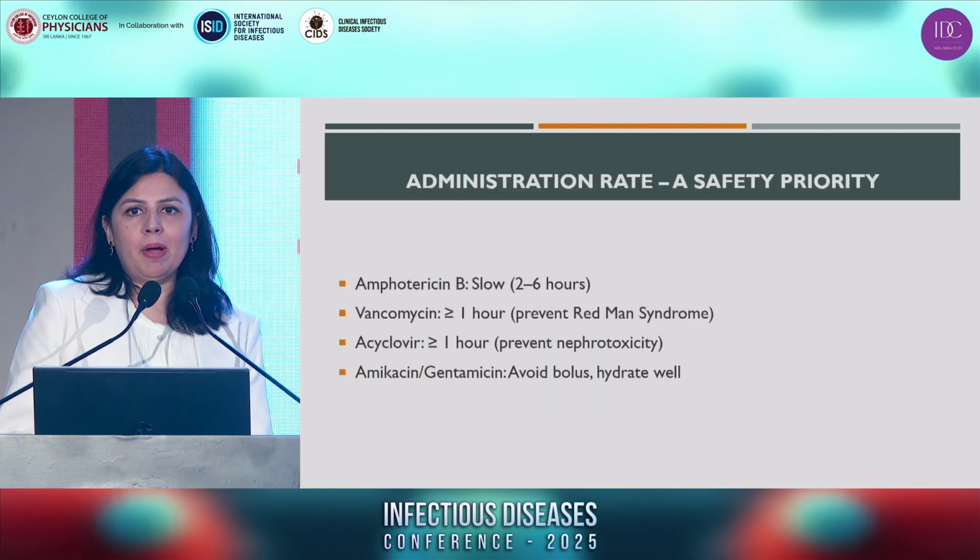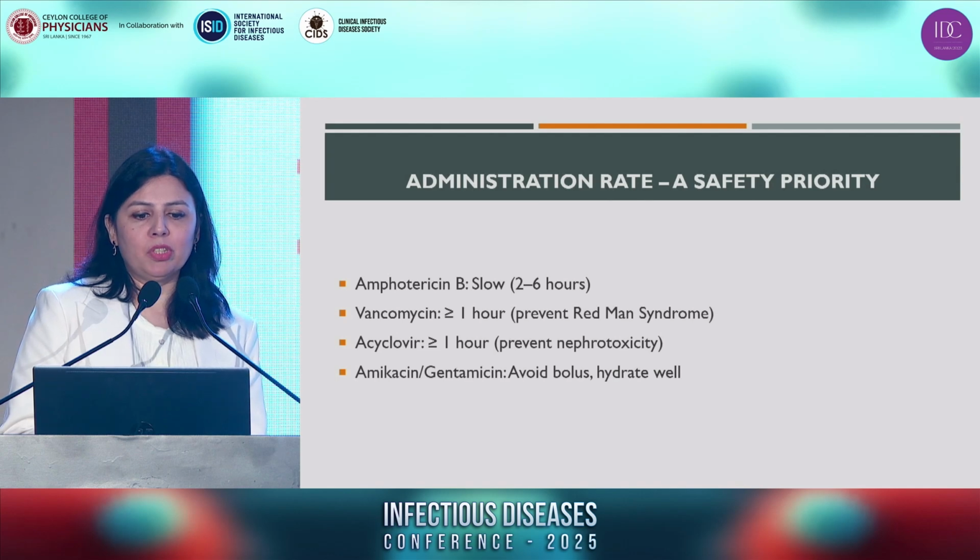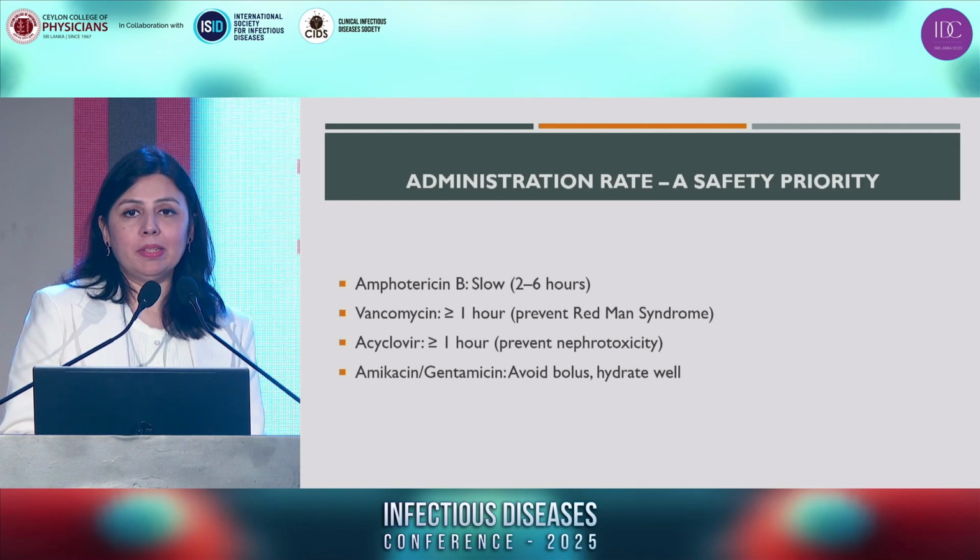For OPAT, outpatient parenteral antimicrobial therapy, the administration rate is a safety priority. Amphotericin B is always prescribed as a slow infusion over a period of 2 to 6 hours. Vancomycin should be given over more than 1 hour, otherwise it can lead to Redman syndrome, but if given appropriately, it can prevent Redman syndrome. Acyclovir is given over a period of 1 hour, and it can prevent nephrotoxicity.